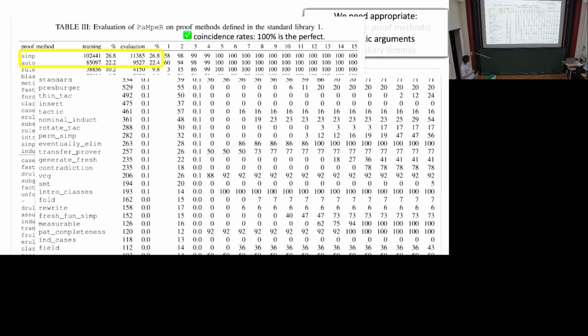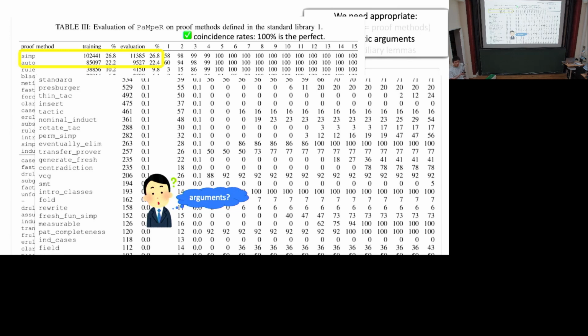And if you go down this table, you see some tactics which are rarely used. This one, intro_classes, was used 193 times, which is about 0.1% of all tactic invocations, but it has a very strong footprint. The feature extractor can extract the essence of a problem, which indicates the use of intro_classes. So the results are pretty good, even though it wasn't used very massively.